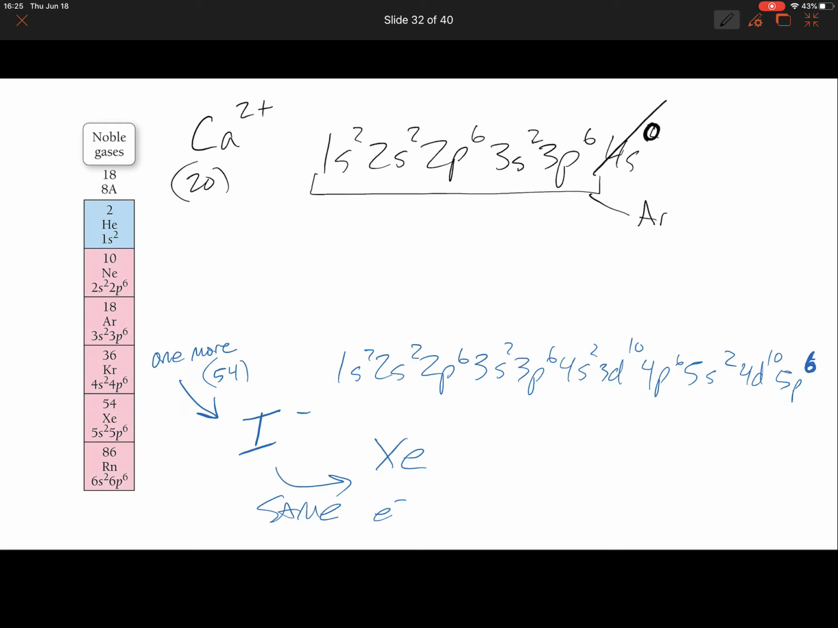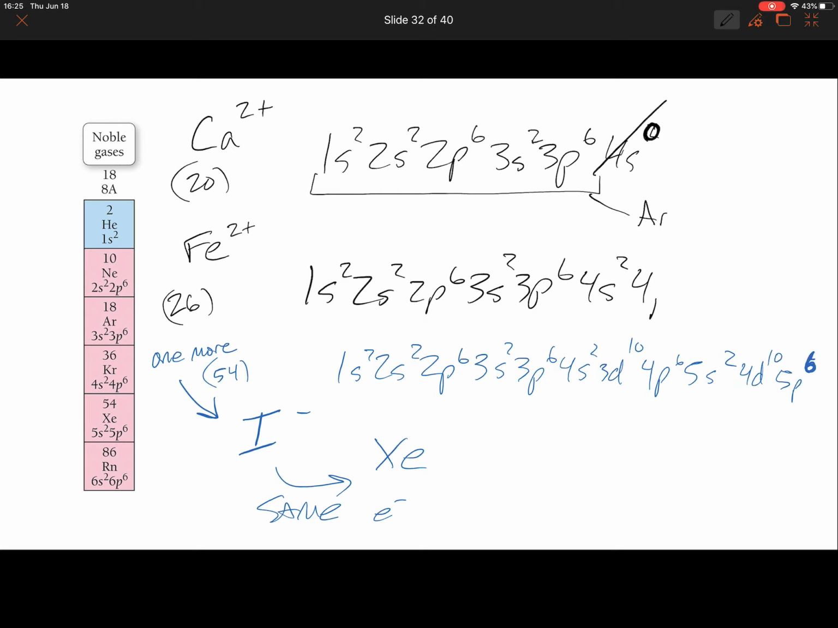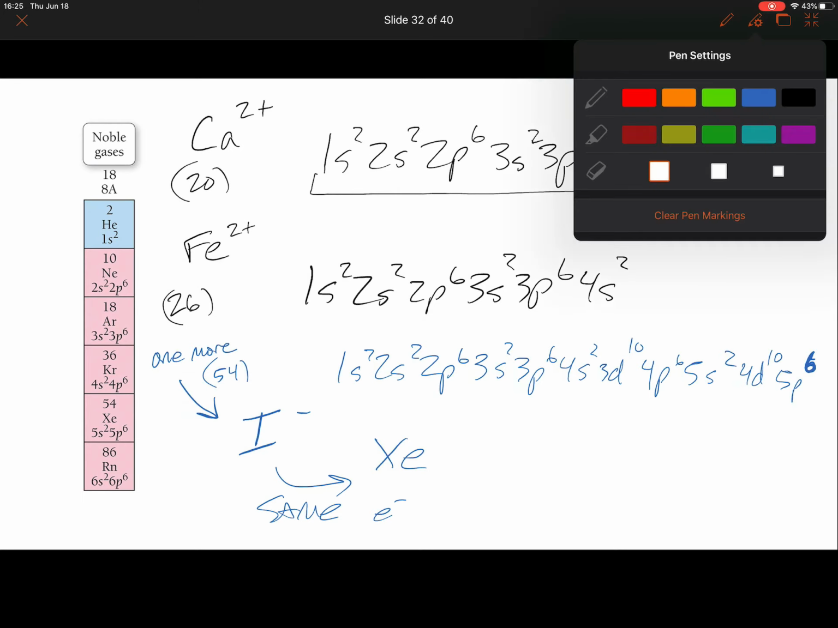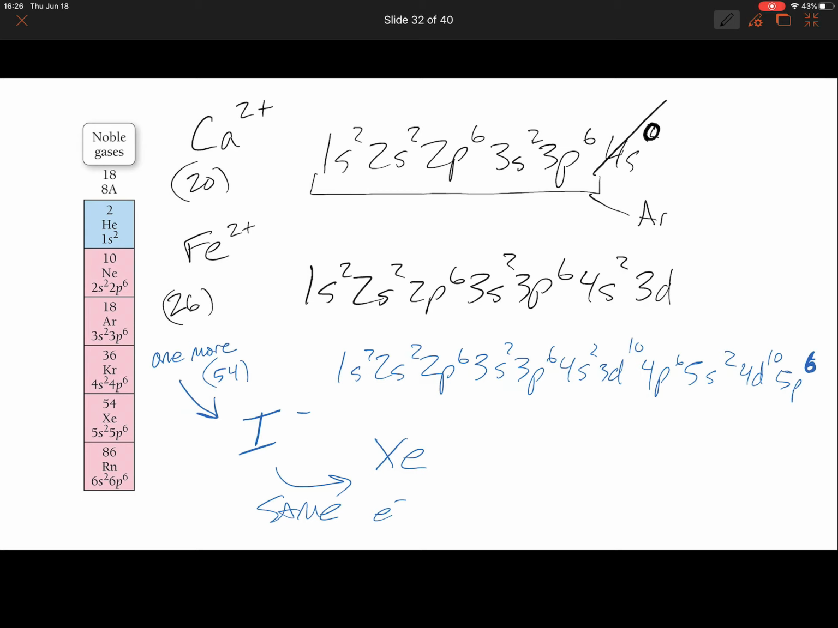Let's do iron. Iron has an electron configuration that has 26 electrons in it, but iron 2+ would not have that same electron configuration. So iron 26, or regular iron, 1s2, 2s2, 2p6, 4s2, 4, sorry, that wouldn't be a 4. That would be a 3d. And iron is 1, 2, 3, 4, 5, 6 in. So that would be regular iron.